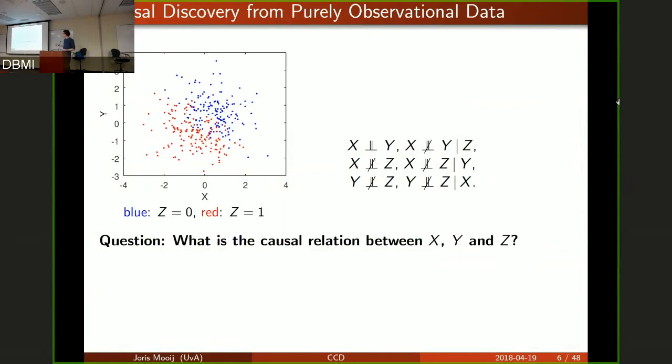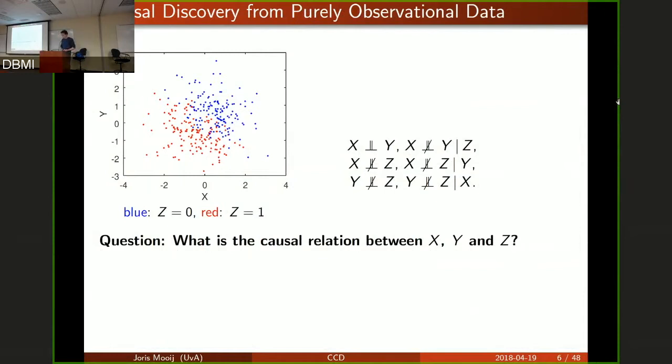And if you look at this data, you see certain dependencies and independencies. For example, x is independent of y, but x and y become dependent when we condition on z. And you see this whole pattern here. The question is, what is the causal relation between x, y, and z?